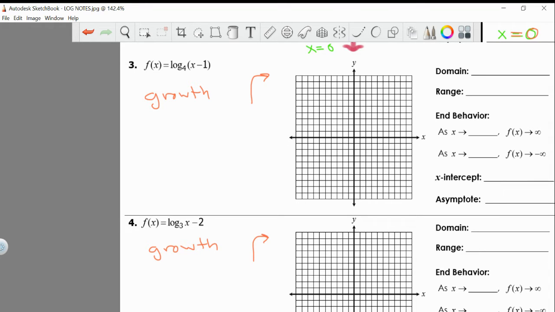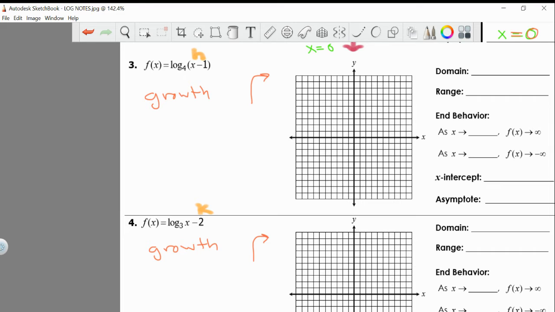Now we have some h's and some k's. We have some maneuvers here, and here is where logarithms have something that is more difficult than other parent functions. You have x minus 1 and you have x minus 2, and those look pretty much identical. They look very, very similar. But in fact, this is an h and this is a k.